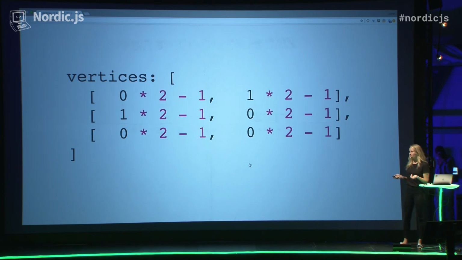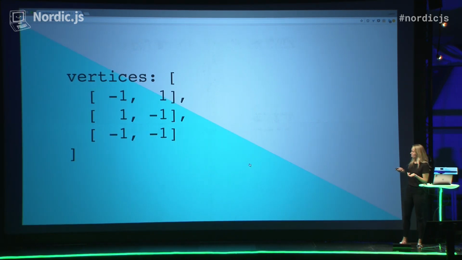So we could take our new coordinates and multiply them by 2, and then subtract 1. So the zeros become 0 times 2 is 0, minus 1 is -1. And the 1s become 1 times 2 is 2, minus 1 is +1. So that kind of works, right? So now we have this triangle that fills our whole screen, which is great. You could say that we scaled it down a lot, and then we scaled it back up a little bit, and then we moved it, translated it down into the left.